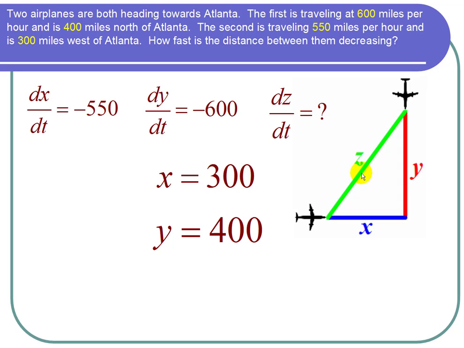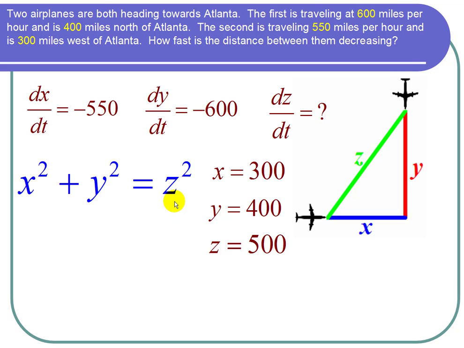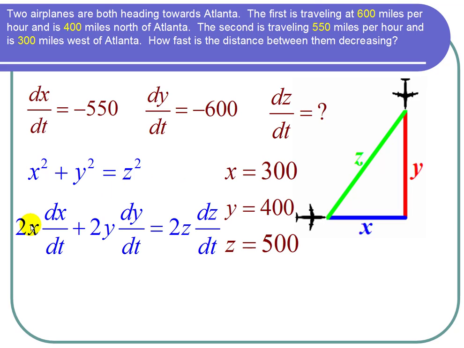Now the relationship between x, y, and z is the Pythagorean theorem, which states that x squared plus y squared is equal to z squared. So we're in a related rates problem, so let's take a derivative of both sides with respect to t. And I get the derivative of x squared is 2x times dx/dt. The derivative of y squared is 2y times dy/dt. And the derivative of z squared is 2z times dz/dt.